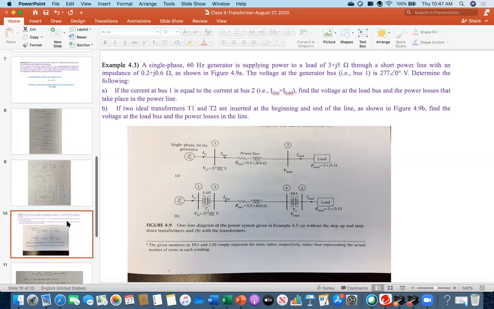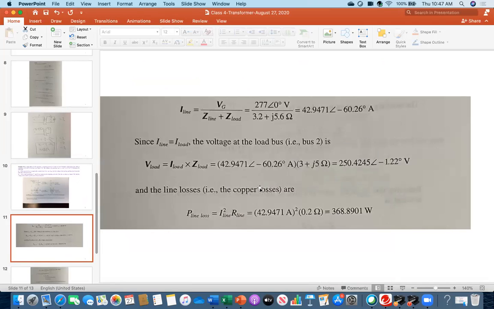Now see the solution on the next page. Everybody see what I am doing. I line equals Vg over this one, Z line plus Z load.